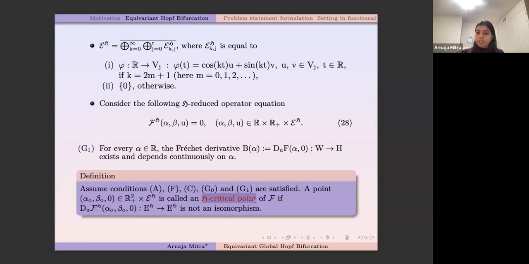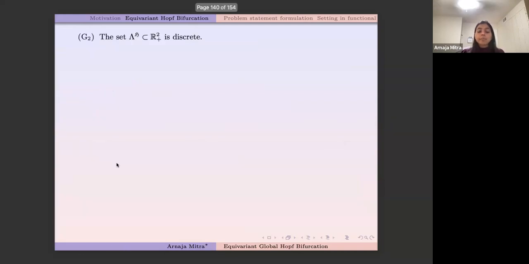Again, we consider the H critical point, which is denoted by lambda H. And then we consider that this is discrete. In our example, we can prove that the H critical set is automatically discrete because our original critical set is discrete. So when you take the H fixed point, it will also be discrete.